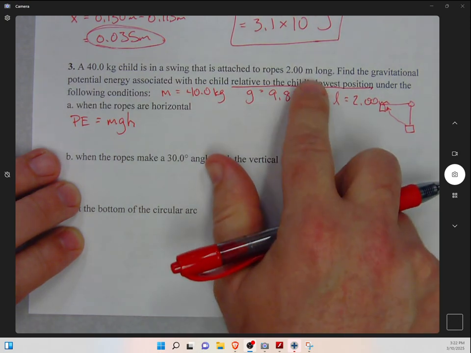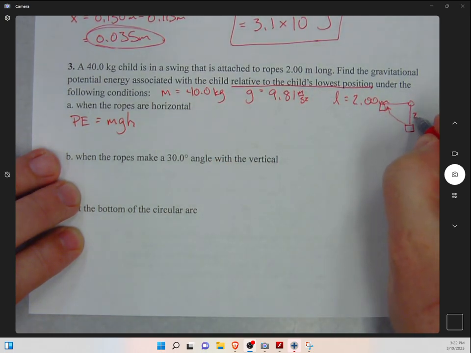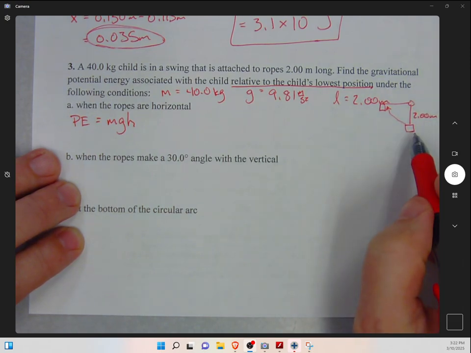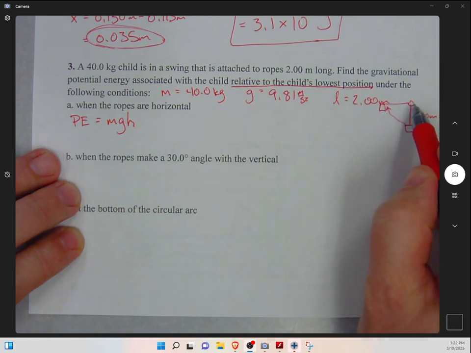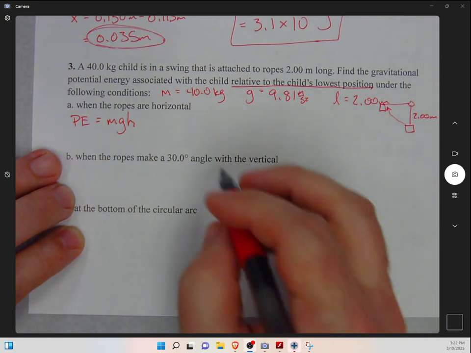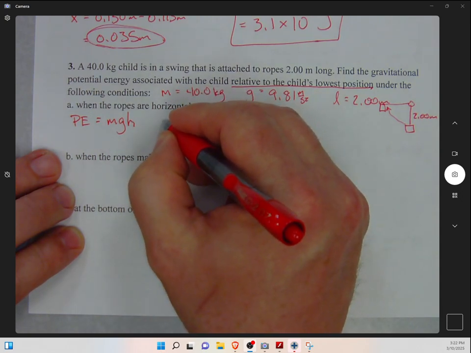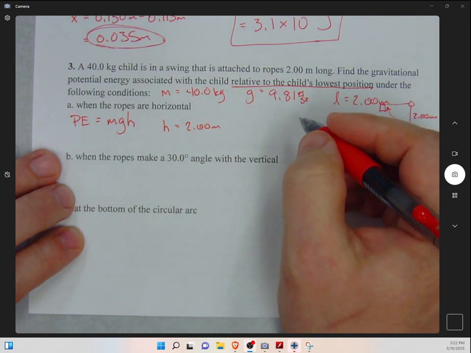How do I know that? The ropes are 2 meters long, so it's going to be hanging down 2 meters at its lowest point. And so up here is going to be kind of at that pivot point, and so there's going to be a 2 meter difference between these two. And so one of the things that I already know is that I can calculate the gravitational potential energy knowing that my height is 2 meters.